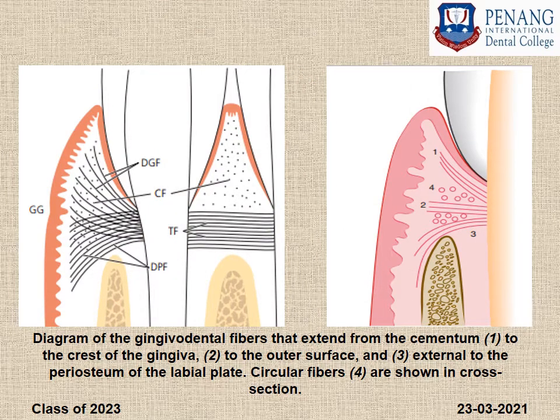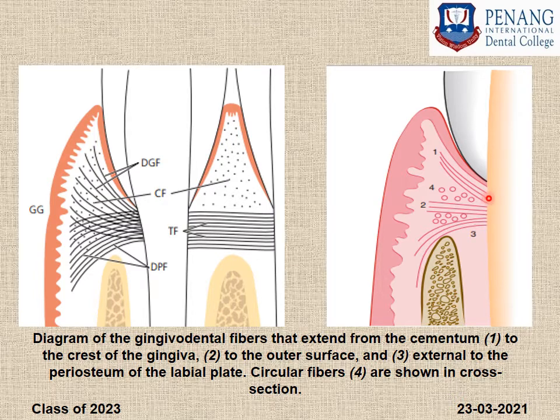So here you can see the dentogingival or the gingival fibers which are present. These fibers are the main ones which constitute your gingiva, or how it is attached to the tooth surface. Here you can see from this diagram that the gingival fibers, or the gingivo-dental fibers, are arranged in 3 patterns. So this 1, 2 and 3 are the 3 patterns in which they are arranged.